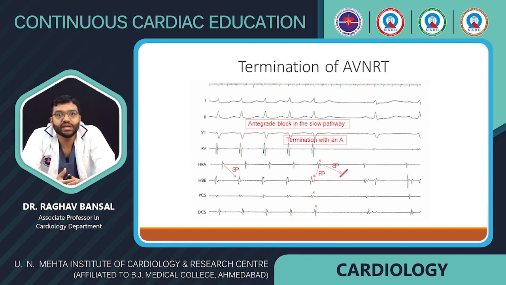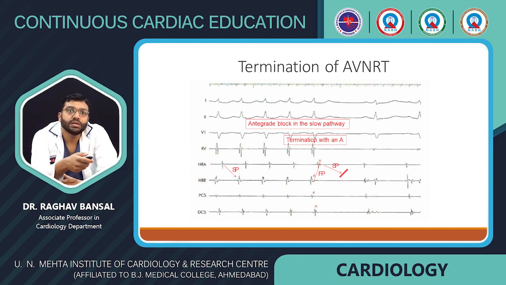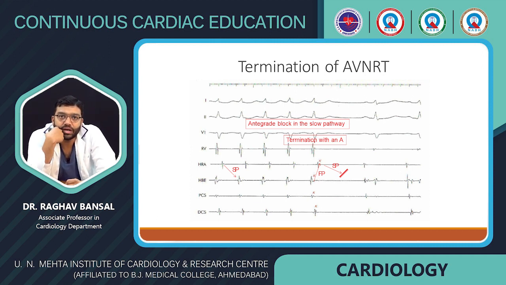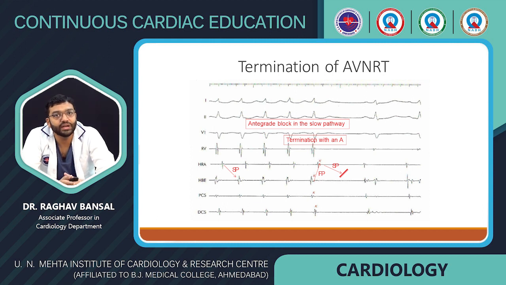But what we see here is a spontaneous termination of the tachycardia. At the last beat where the tachycardia terminates, there is a last atrial activation and then further ventricular activation does not happen. So this is a termination with an atrial activation. When this termination spontaneously happens with an atrial activation, it rules out an atrial tachycardia.